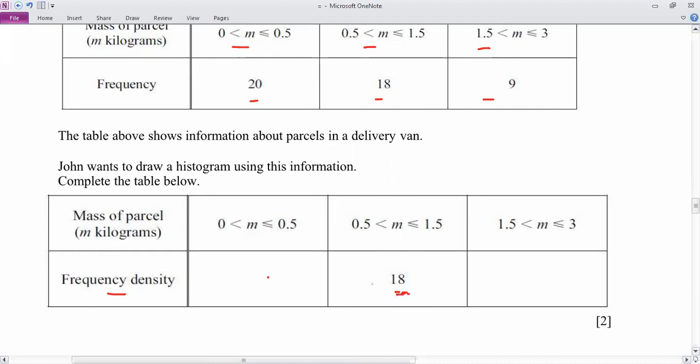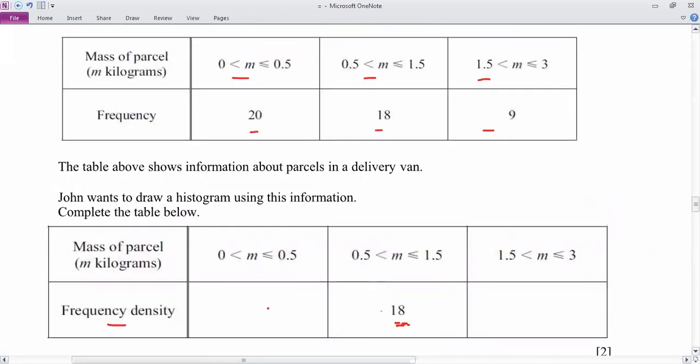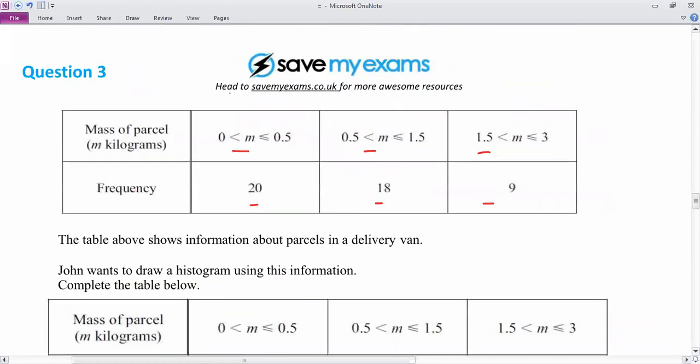In such a situation, if suppose nothing was given, then you will use the same method that we were using. Frequency density will be equal to frequency over class width. For each one frequency is given. But in such cases where one of them is given, 18. Now let's see, what is the class width of this one? 0.5. What is for this one? 1. What is for this one? 1.5. Because for this class it is given 18.